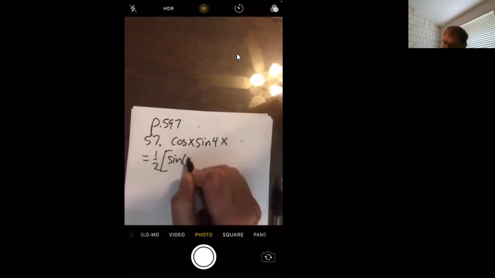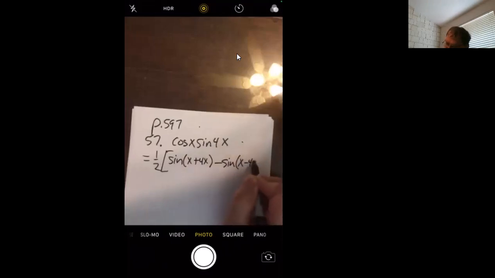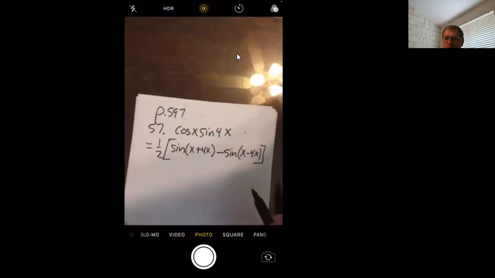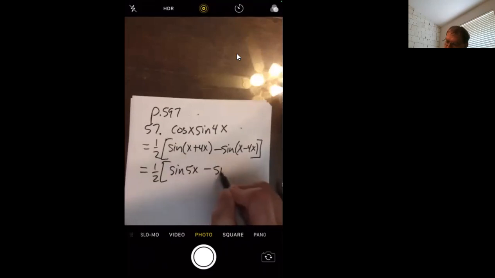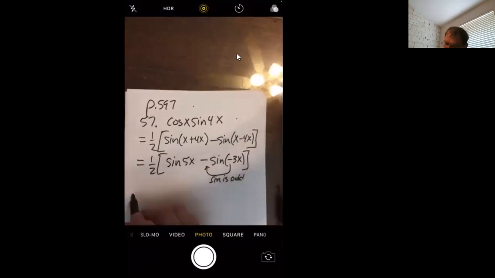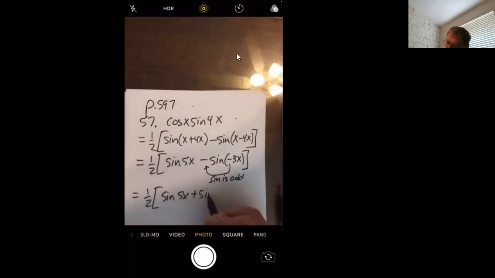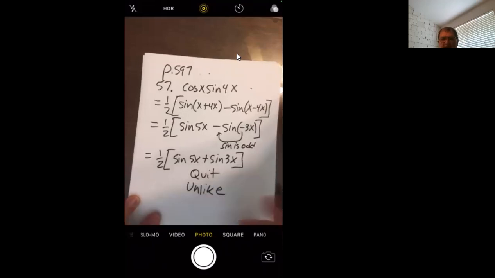Sine of your x plus 4x, sine of your x minus 4x. You're getting a big 1/2, sine of 5x, sine of a negative 3x. And this comes out, sine is odd. 1/2, a sine of 5x, add a sine of 3x, quit. These are unlike. No idea how many people get sine of 8x out of that.